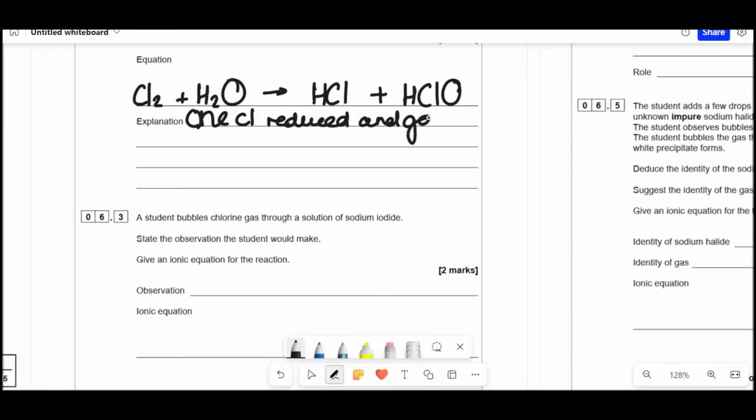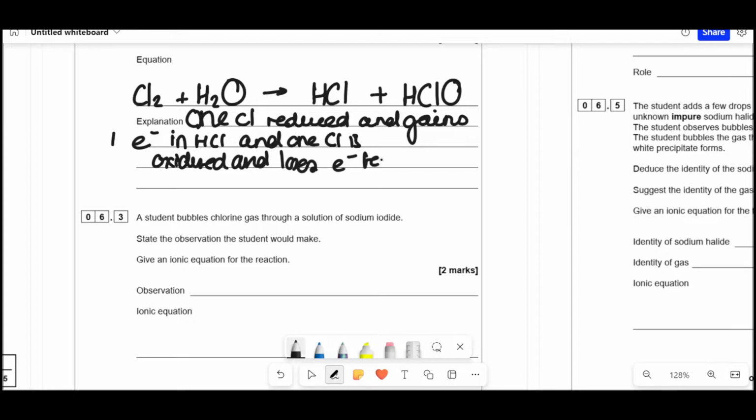And remember, when you talk about these, you must talk about electron movement. Which one's gaining an electron? Which one's losing an electron? Don't just say electrons are gained. Don't use passive voice. So one Cl is reduced and gains 1 electron in HCl, and 1 Cl is oxidized and loses an electron to form HClO.